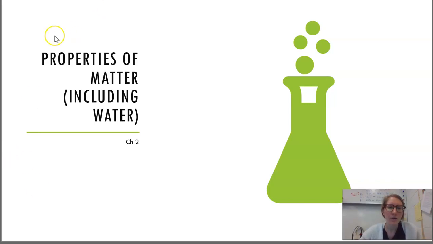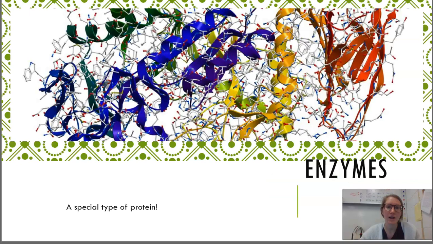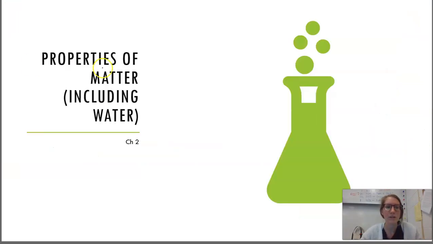Guys, so I am going to do notes today on the properties of matter, including water. You can find this in chapter 2 of your textbook. And I will end by talking about enzymes, which is a special type of protein. Remember, we talked about proteins with macromolecules earlier in this unit. So, properties of matter, including water.